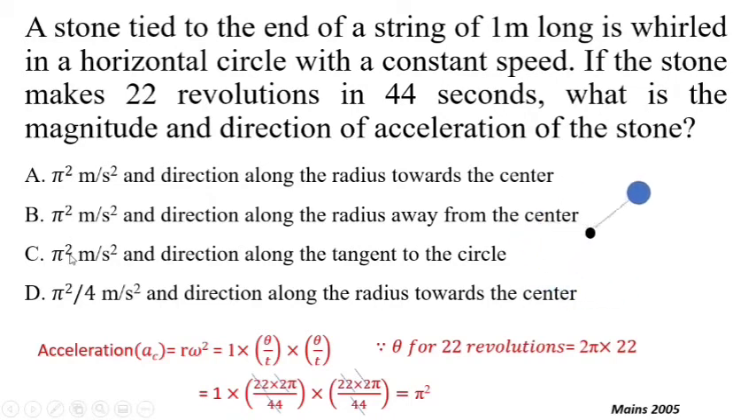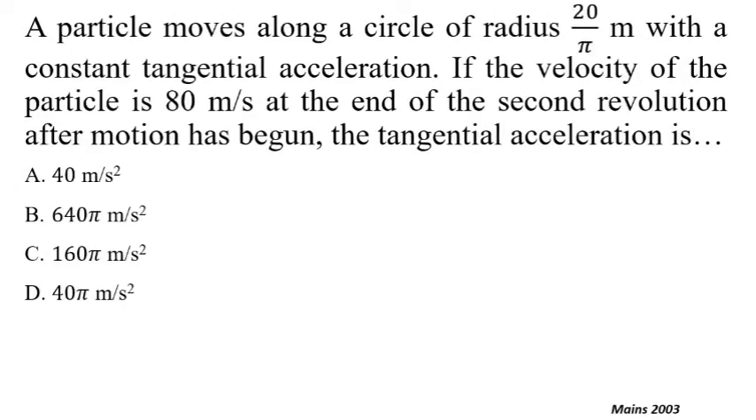In three different options pi square is given. You only need to think about the direction. For uniform circular motion, direction is always towards the center. So direction along the radius towards the center is the correct option. Option A is correct. Next problem.